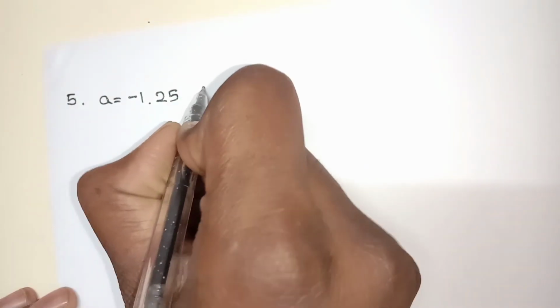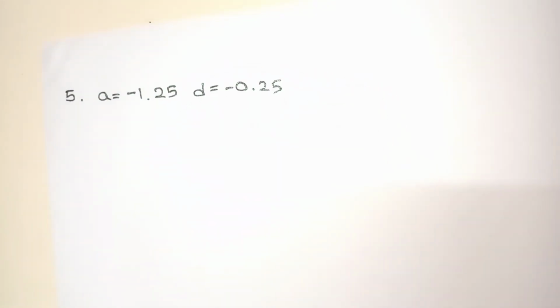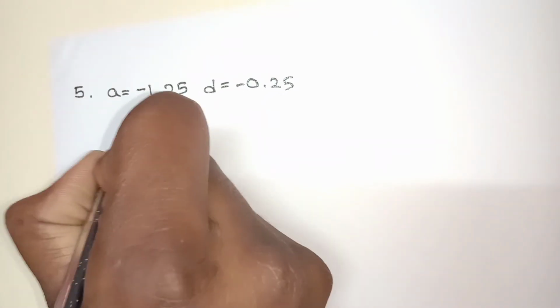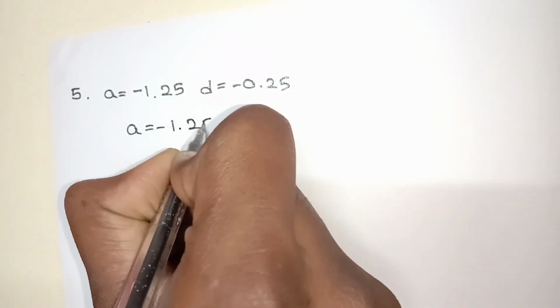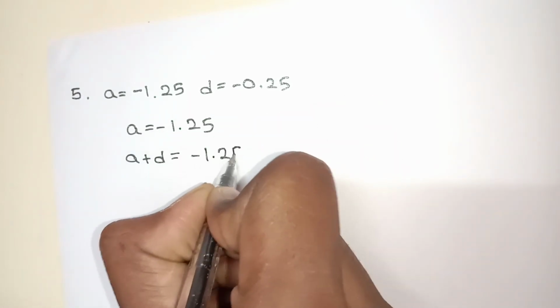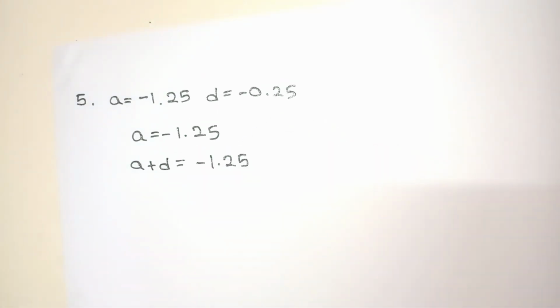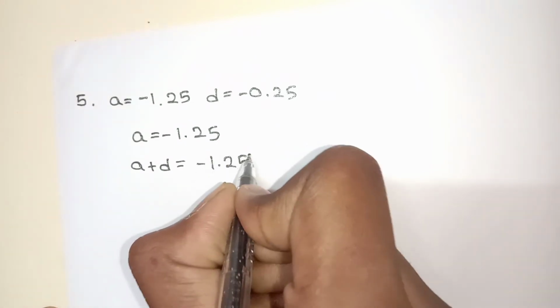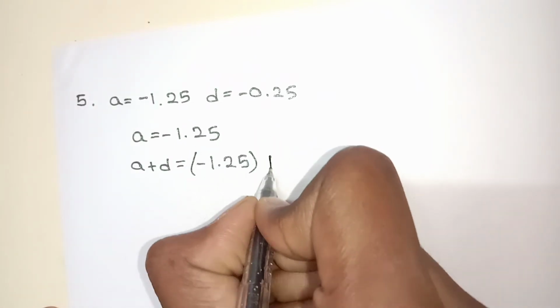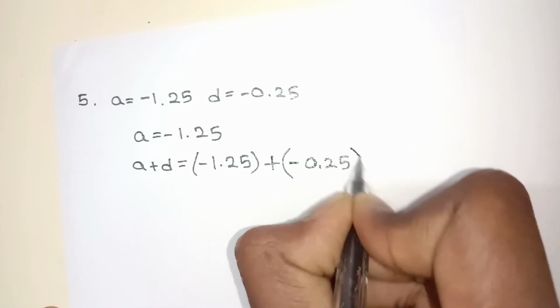Okay, the first term is given to be minus 1.25, and the common difference is given to be minus 0.25. Okay, now we shall just go on saying that a is given minus 1.25, and we are going to add the common difference, that is d, that is minus 0.25. Let me put in a bracket. It's better to put in a bracket whenever you get a minus sign, so that it will not be confusing. That's it. Okay, so minus 1.25 plus again a minus symbol, so I'm putting in a bracket 0.25.